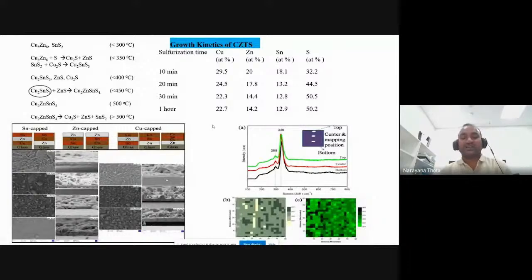And as previously mentioned, XRD is not suitable. Only XRD is not sufficient to confirm the single phase of the material. So we moved to Raman measurements, and also collected Raman mapping. This shows the single phase of the film.